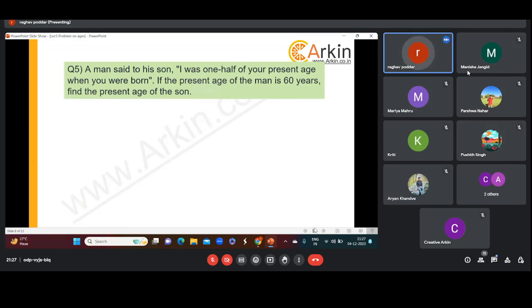A man said to his son, I was one half of your present age when you were born. If the present age of man is 60, find the present age of son.